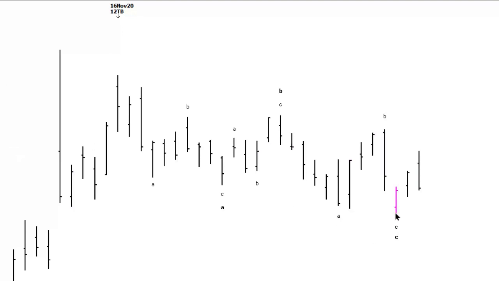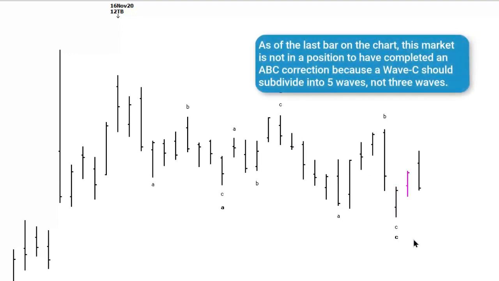Should a C wave of an ABC correction subdivide into 3 sections? Well, it shouldn't. If the C wave of an ABC correction is the final section of that correction, and typically on an ABC correction, at least a 3-section correction, whether it's ABC zigzag or ABC irregular, whatever, that C wave should be subdivided into an impulsive 5 waves.